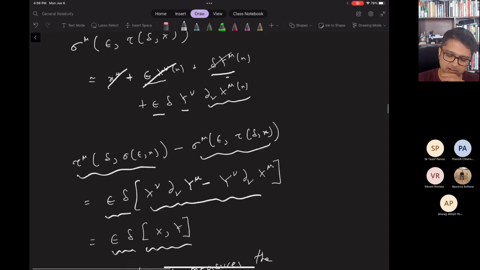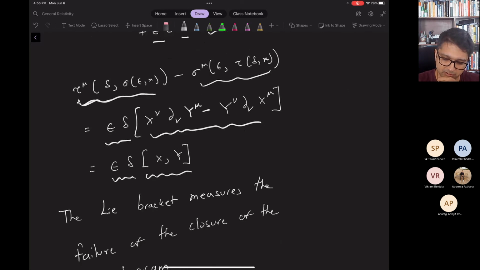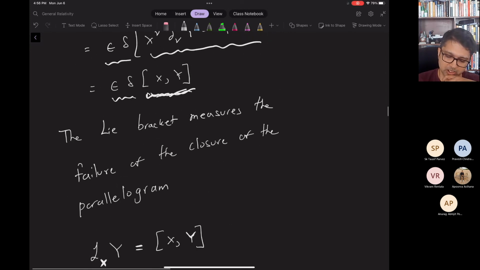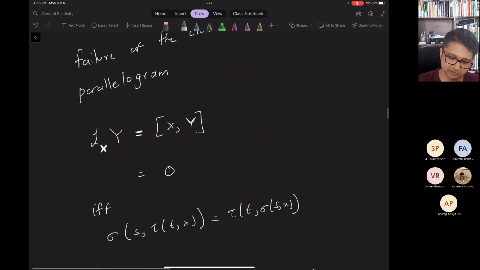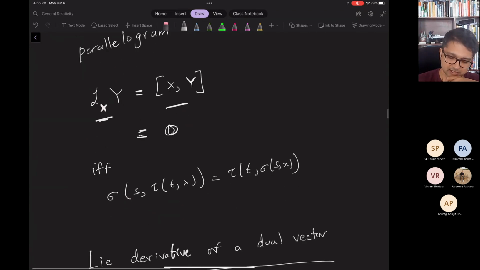And the difference between the displacement in the coordinates is proportional to the Lie derivative, or the Lie bracket, between X and Y. So this Lie bracket is a measure of the failure of closure of that parallelogram. It's either this Lie derivative or this Lie bracket. If both of these are 0, then following the flows in either order will end up at the same point.